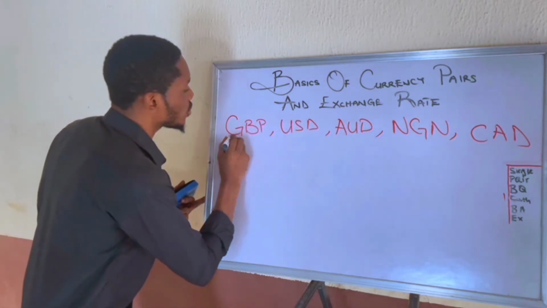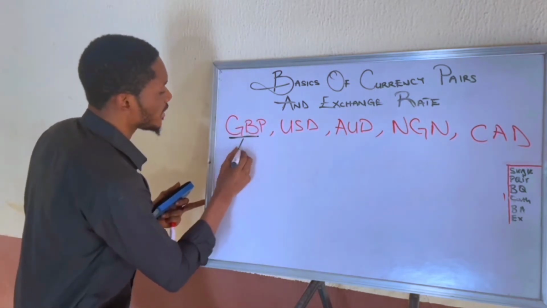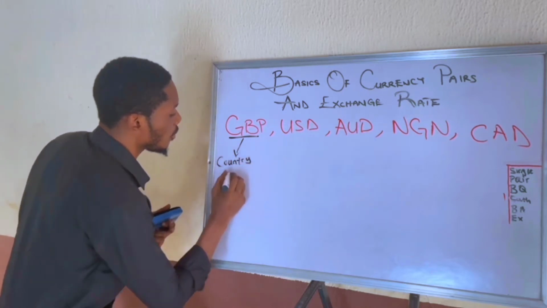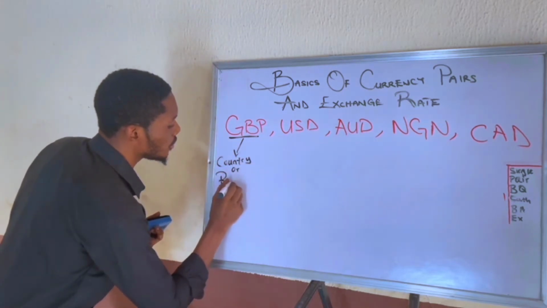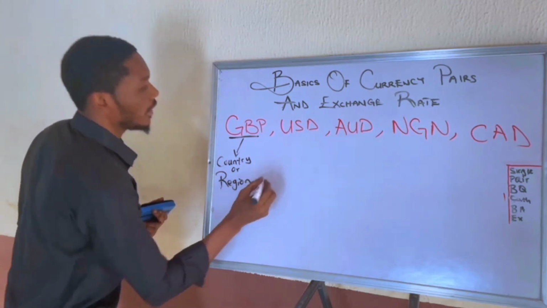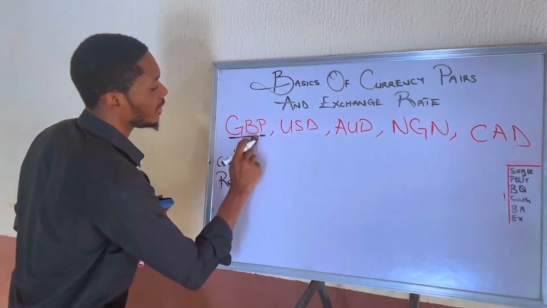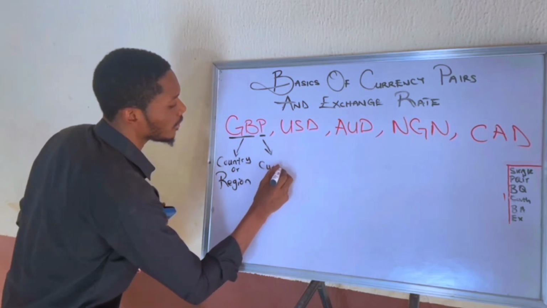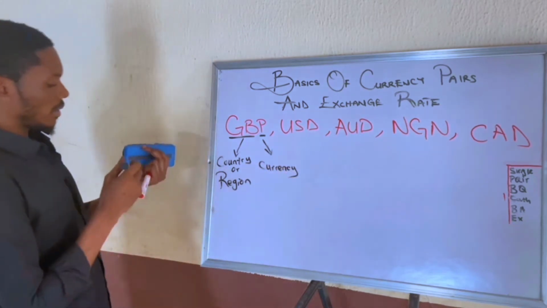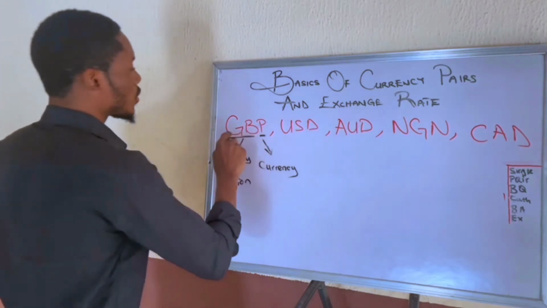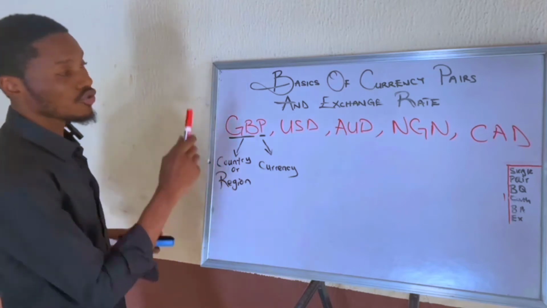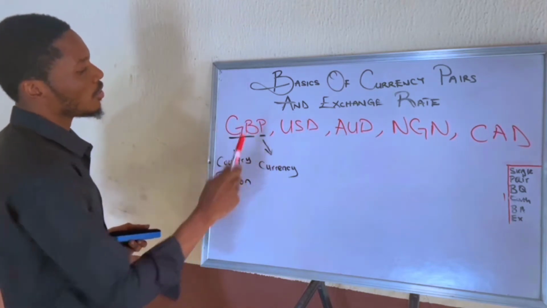You see, the first two letters here represent the country or region, and the last letter here represents the currency. So let's do the math now. GBP. GB here represents Great Britain. That's the country or region. The P represents the currency.